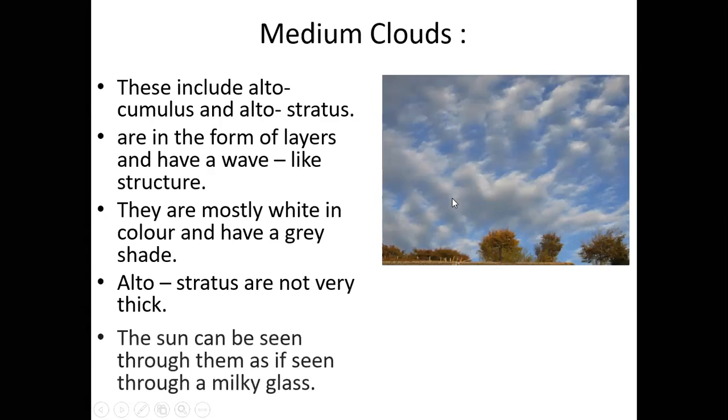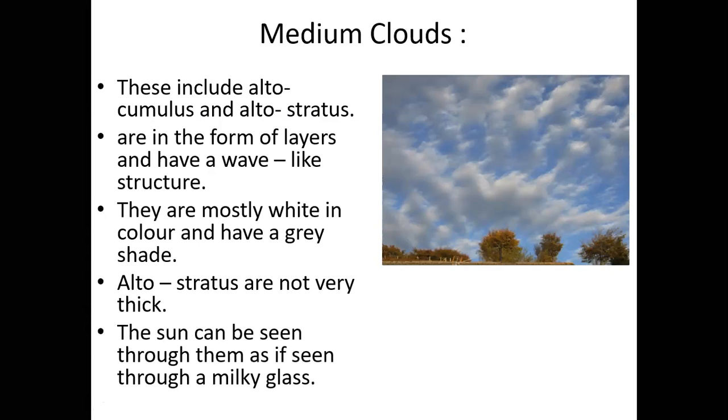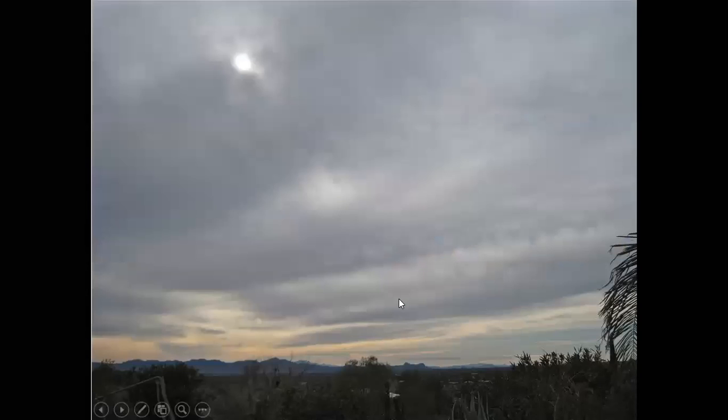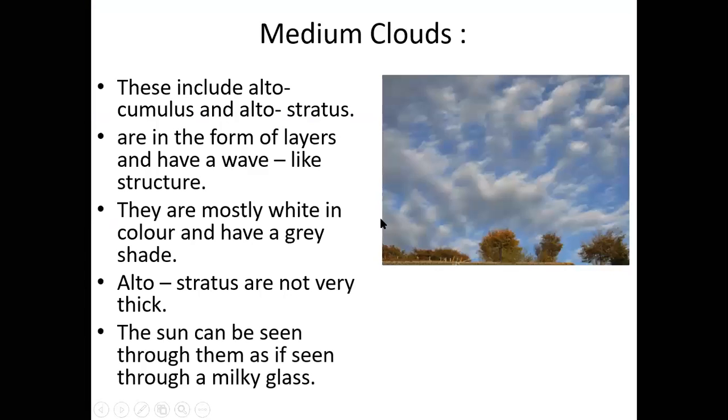Altostratus are not very thick. The sun can be seen through them as if through milky glass. Okay, you can see it nicely from here and there. It just forms a layer. That is altostratus.